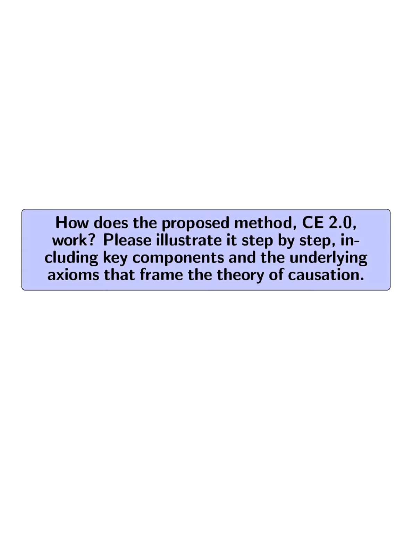How does the proposed method, CE 2.0, work? Please illustrate it step by step, including key components and the underlying axioms that frame the theory of causation.